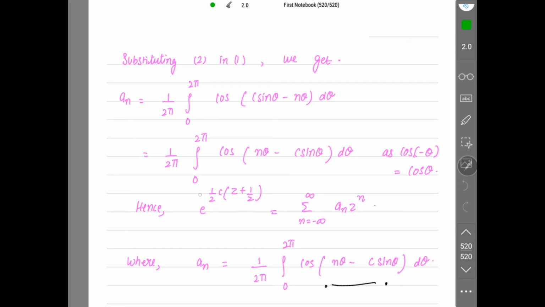Hence, the given function is equal to summation n going from minus infinity to infinity a n z to the power n, where this coefficient is proved to be equal to 1 over 2 pi integration 0 to 2 pi cos of (n theta minus c sine theta) d theta. That's why cos has a very nice property, that is cos of minus theta is equal to cos of theta. So we have got our result.